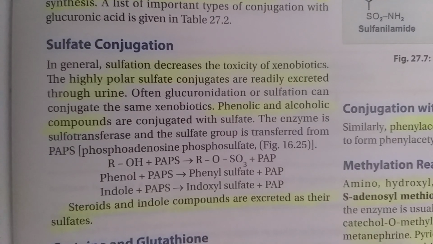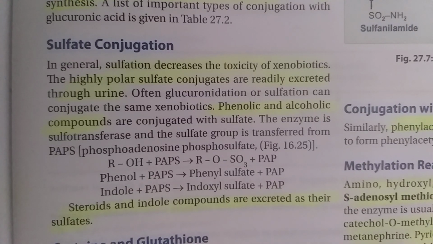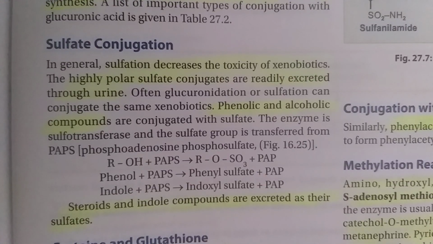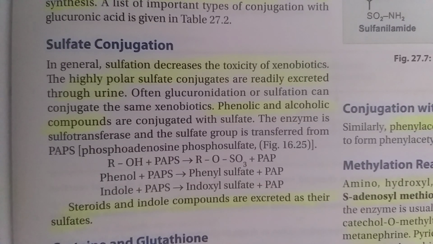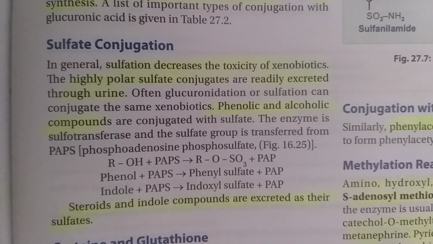Now moving to the next one, that is sulfate conjugation. In general, sulfation decreases the toxicity of xenobiotics. The highly polar sulfate conjugates are readily excreted through urine. Phenolic and alcoholic compounds are the ones that are usually conjugated with the sulfate molecule. And here you can see the reaction. As well as steroids and indole compounds are also excreted as their sulfate. The enzyme here is phosphoadenosine phosphosulfate.